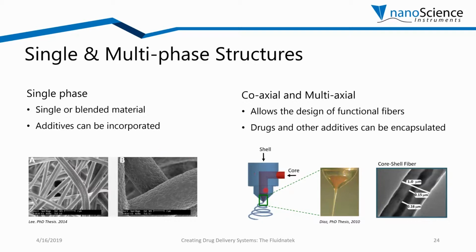We can also work with core-shell and multi-axial structures with the Fluidnatek. For core-shell fibers, this means that we're processing two solutions at the same time. One will be in the core, which is depicted here by the yellow, and one in the shell, which is the clear solution. This is easily done by having a needle inside a second, larger needle. At the end, we will have a really beautiful coaxial structure that can be encapsulating a drug or any other additive that is needed.